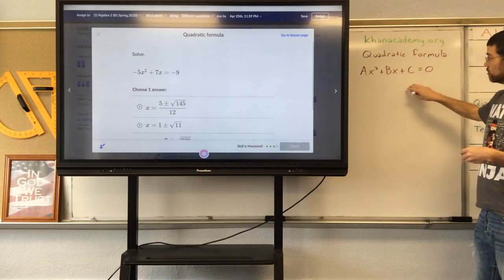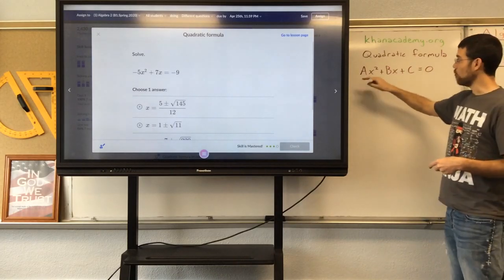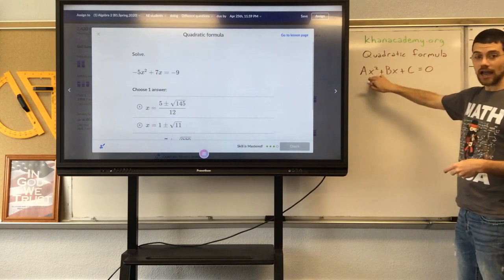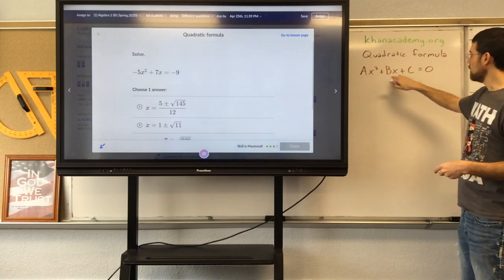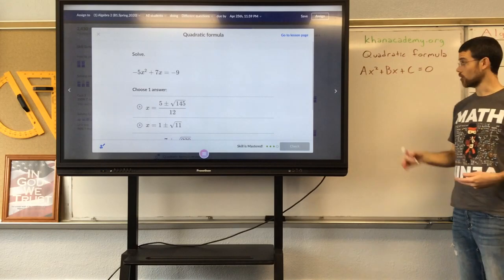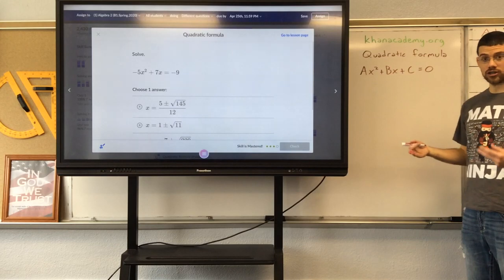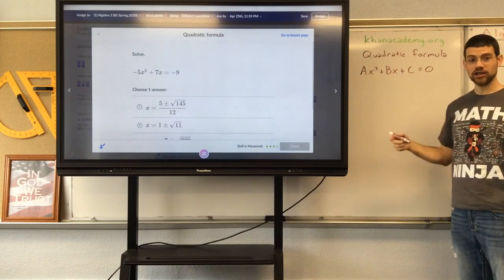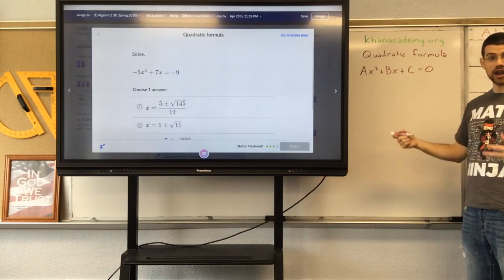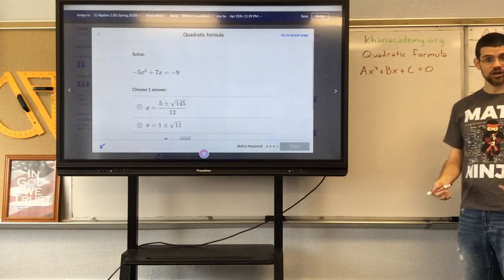If we want to know where those zeros are, the only variable here is x. a, b, and c are constants. a and b are coefficients, and c is a constant. These are numbers that aren't changing. x may change. That's what makes it a function.